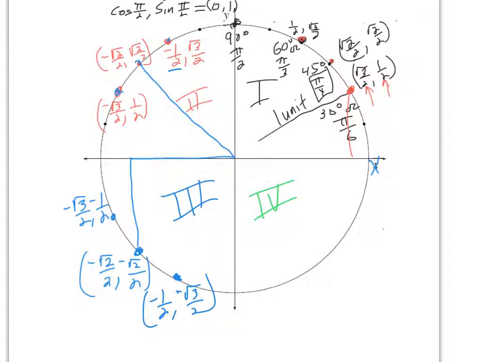Then in quadrant 4, we can use either quadrant 1 or quadrant 3 to help develop this. But if I take this point right here and reflect it, I'm going to be down here. X is positive because we went over a positive square root 2 over 2. But now instead of going up to a positive square root 2 over 2, we're going down. So that makes this a negative square root 2 over 2.